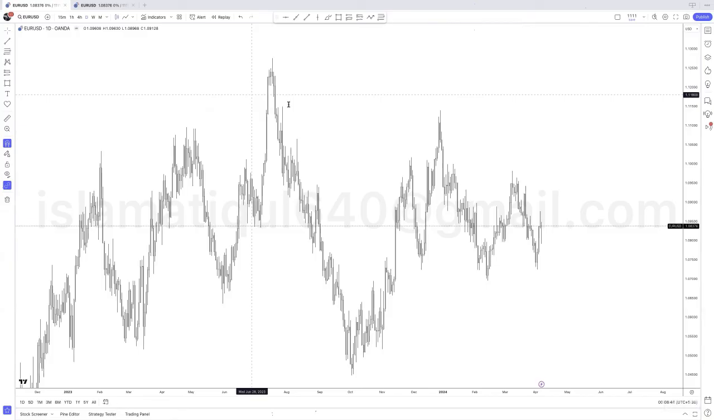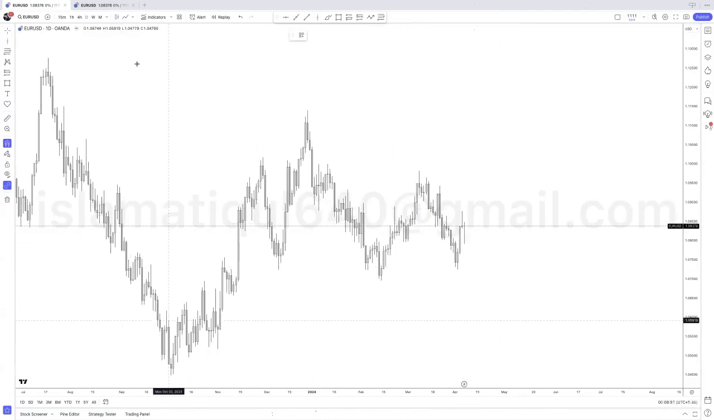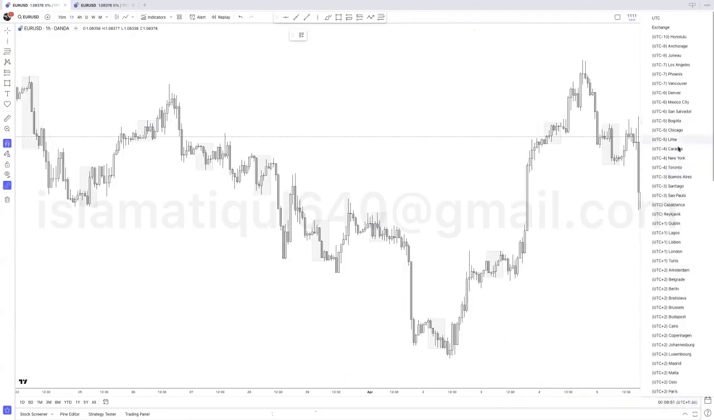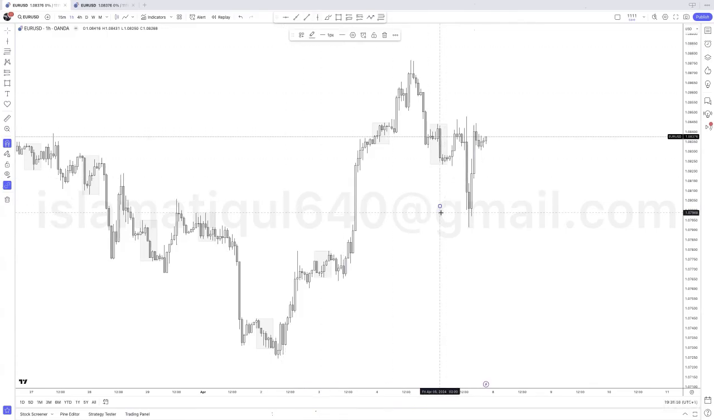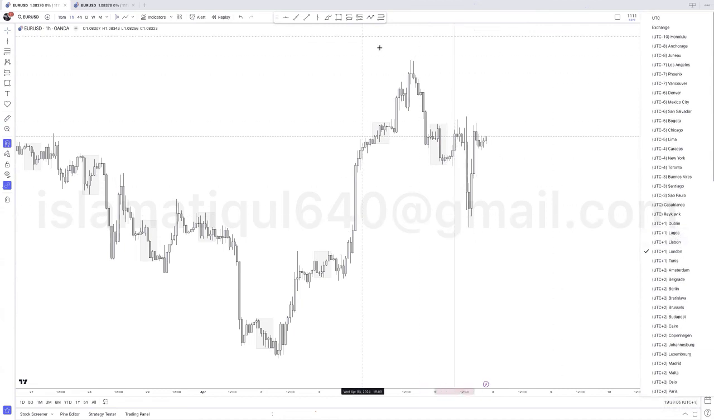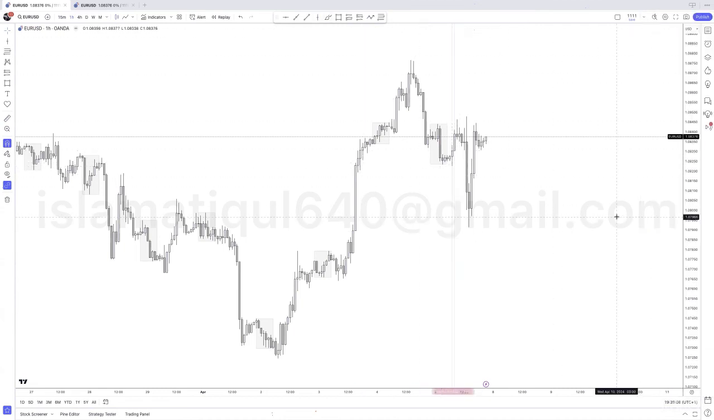So if you are confused with the London kill zone and London times and New York kill zone and New York times, go to your charts and set it to London time. If you want to know what time London is opening, set your time to London time, and 8 a.m. London time is when London is opening. That's it, very simple. Always 8 a.m. London time is when London is opening, and 7 a.m.